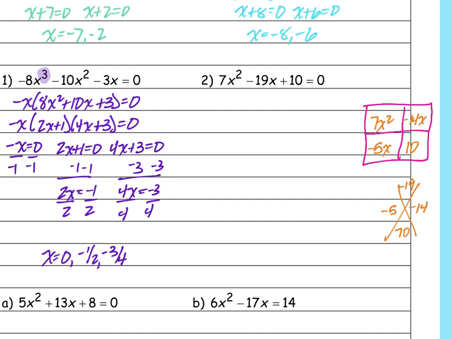And now I'm just going to factor my rows and my columns. So I think this one is just x. And this one is going to be negative 2. And this is going to be 7x. And this should be negative 5. That gives me positive 10. Yep. So this should factor to x minus 2 times 7x minus 5.